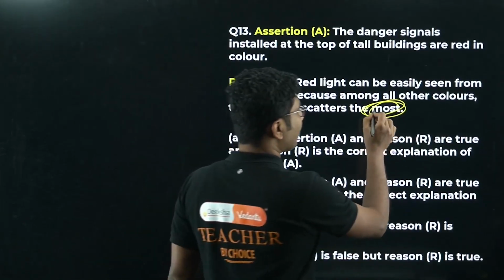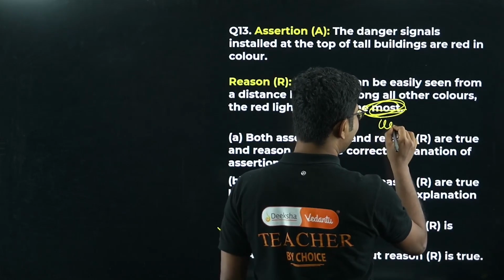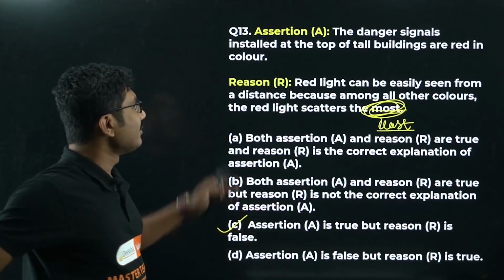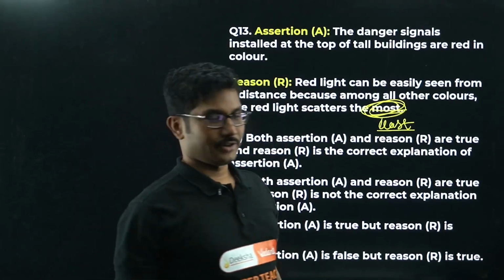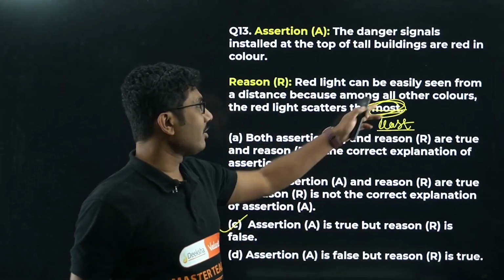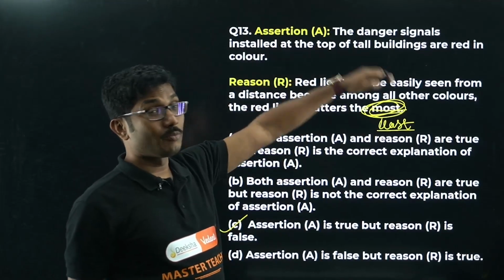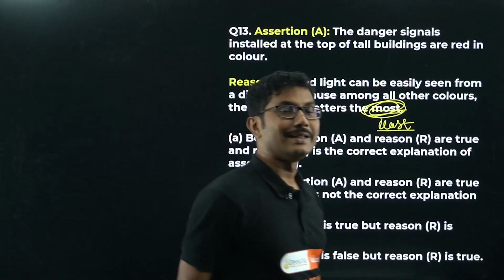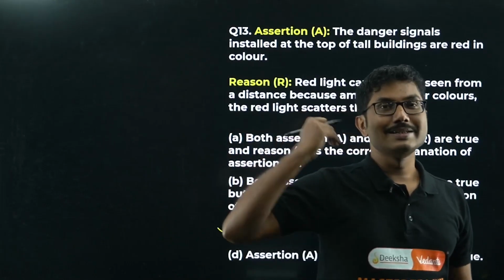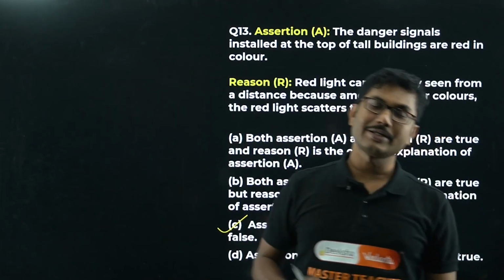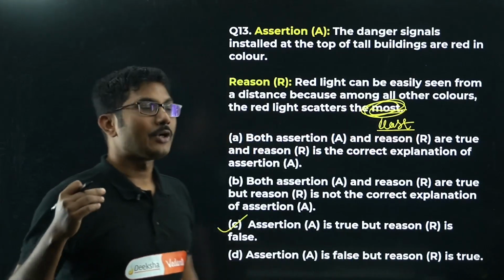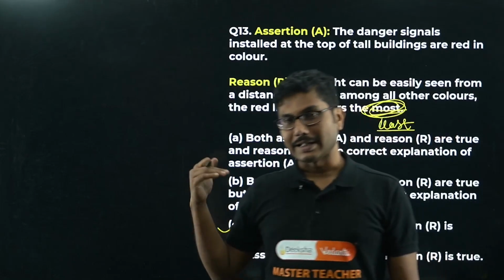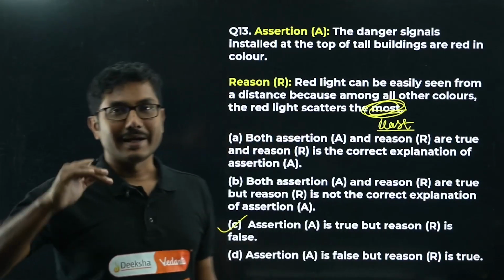If instead of most, it is least, then this is not only correct, this is also the correct explanation for the assertion. So be very careful. If they give the same question saying that red light scatters the least, in that case not only the reason is correct, it is also a correct explanation for the assertion. Why? Because red light scatters the least, that's why it is visible from a long distance. That's why danger signals are always red in color.